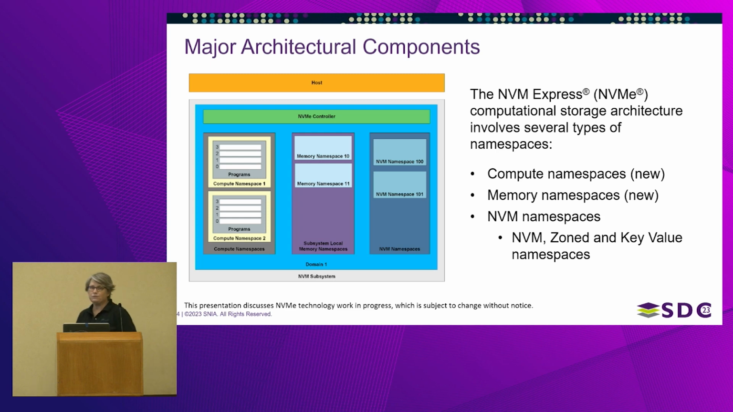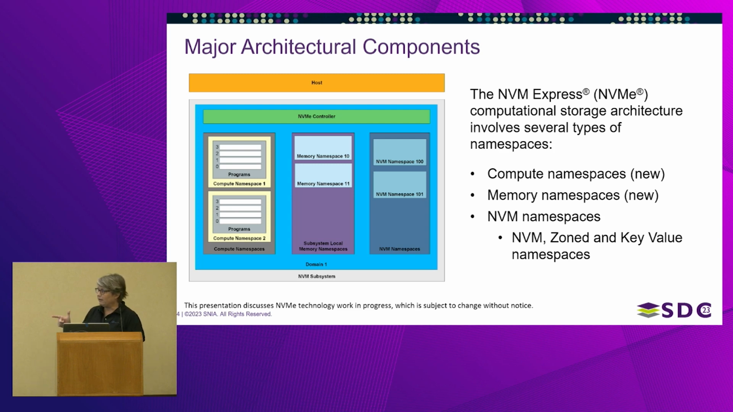So the major architectural components of the NVMe Computational Storage architecture are shown, at least an example of such is shown in this diagram. You'll notice 3 different types of namespaces in this diagram. We have 2 new types of namespaces that are introduced with NVMe Computational Storage, and then we have an NVM namespace, which already exists, and we're showing it there because they may work together as part of implementing things.